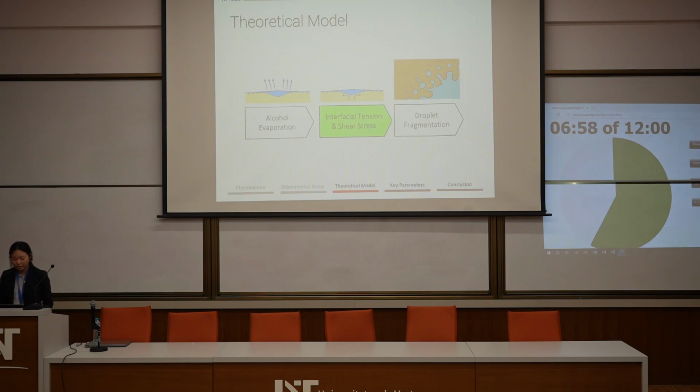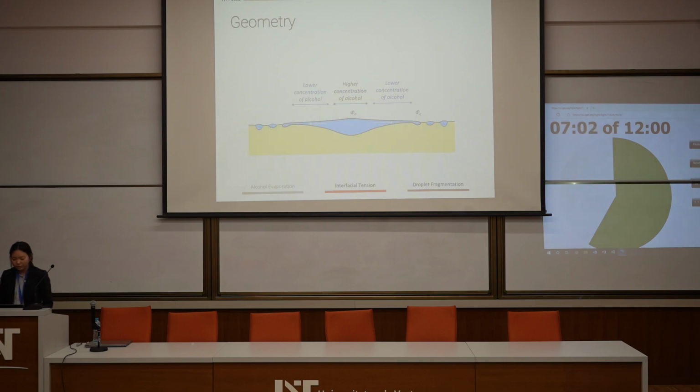Moving on to our second theoretical model, we'll be talking about the interfacial tension and shear stress. In addition to our previous geometry, there is a higher concentration of alcohol in the center and lower concentration of alcohol from the side, which we previously classified as the major driving parameter of the expansion. Now we're introducing the evaporation of alcohol.